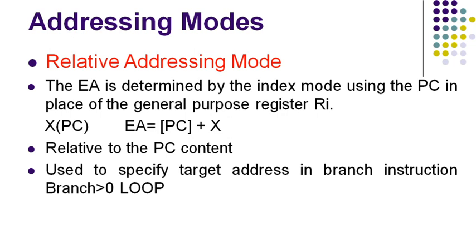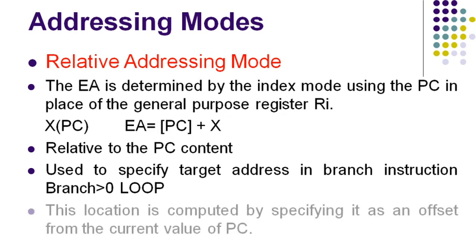Okay, consider the branch instruction, Branch greater than 0 Loop. This type of instruction causes the program execution to go to the branch target location identified by the name Loop if the branch condition is satisfied. What is the condition here? Branch greater than 0 is the condition. If that condition is satisfied, the control of the program will go to the branch target location, which is identified by the name Loop.